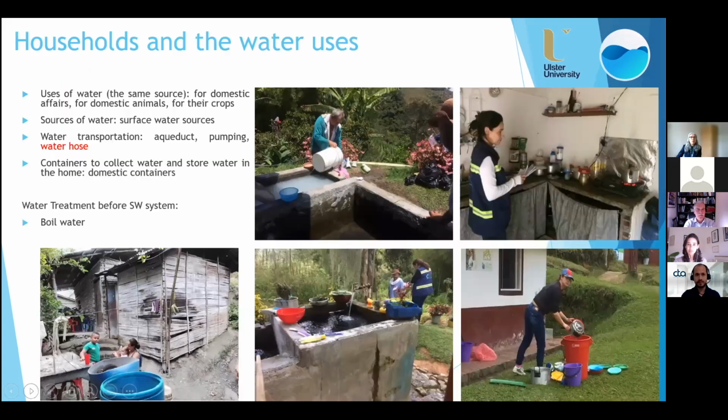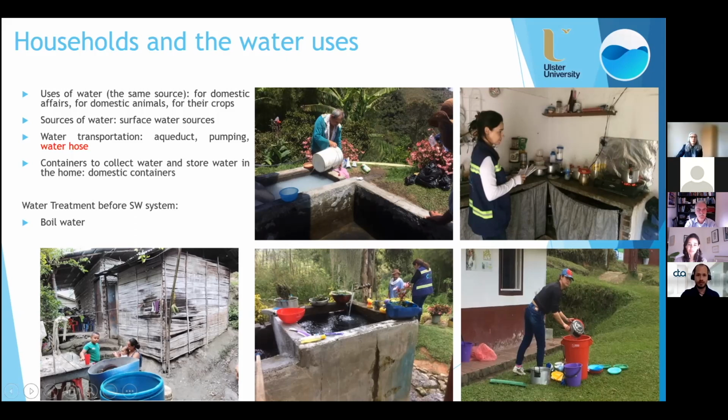In the next slide, we can see the water uses in the intervened households are precarious in some cases. They use water from the same source, mainly surface waters, for domestic affairs like cooking, drinking, and cleaning, for domestic animals, and for irrigating their crops. They transport the water through self-made aqueducts, pumping by rudimentary electric or mechanical systems built by themselves, with the materials available to them, such as cheap pumps and plastic or rubber water hoses.